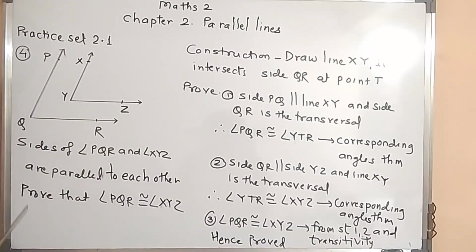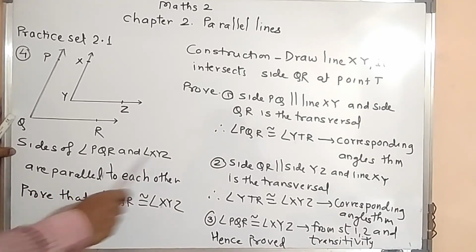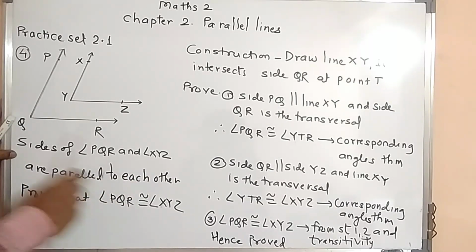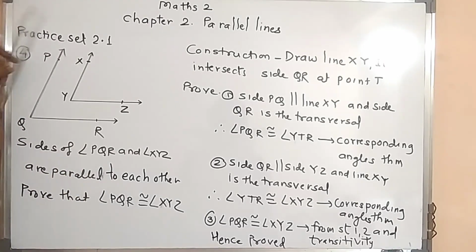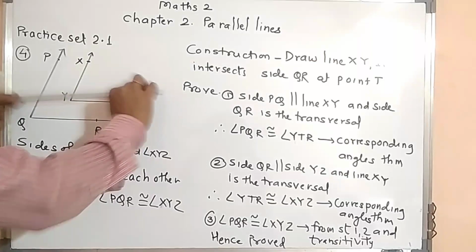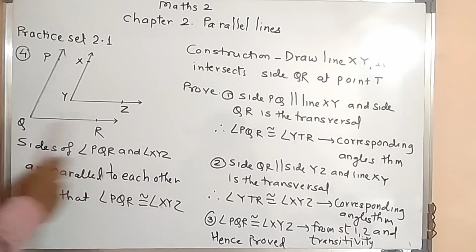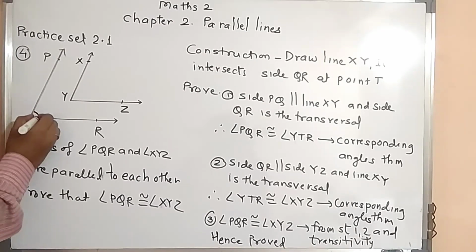Question number 4. Sides of angle PQR and angle XYZ are parallel to each other. It means PQ is parallel to XY and QR is parallel to YZ. What do I have to prove? Angle PQR is congruent to angle XYZ. I have to prove this angle congruent to this angle.